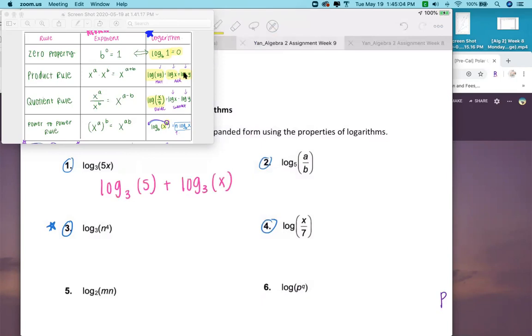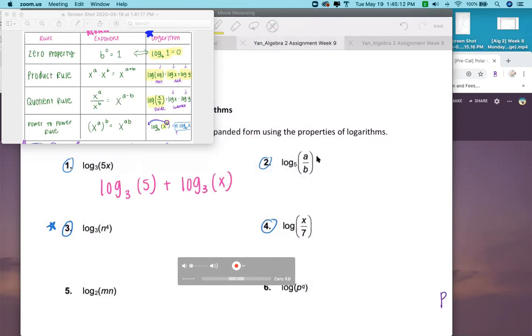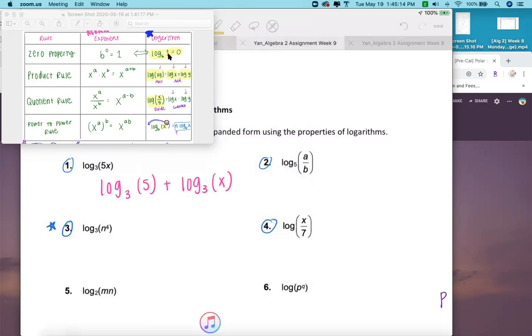Okay, next one. We have log base 5, a over b. So number 2, if it's a over b, out of all 4 of them, it would be the quotient rule, right? And to rewrite it, I gotta put a minus sign when I split up the 2 logs. So it'll be log base 5 of a minus log base 5 of b. Number 1 and 2 okay so far?